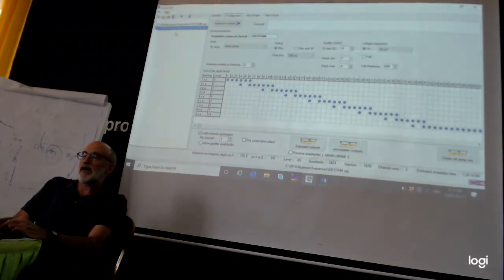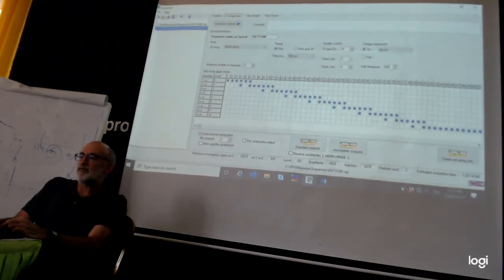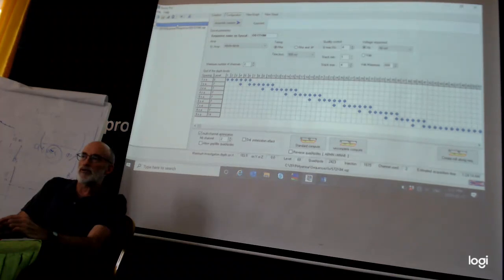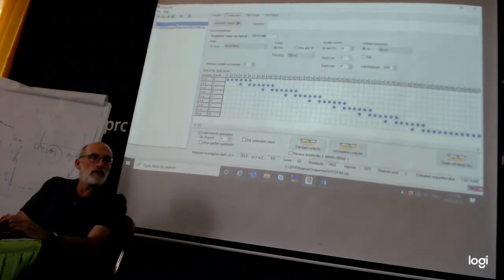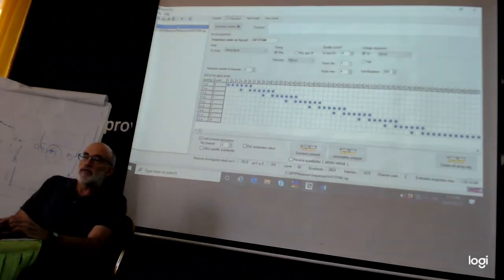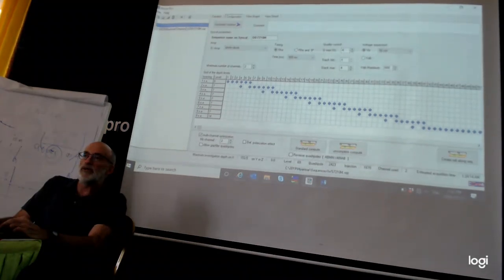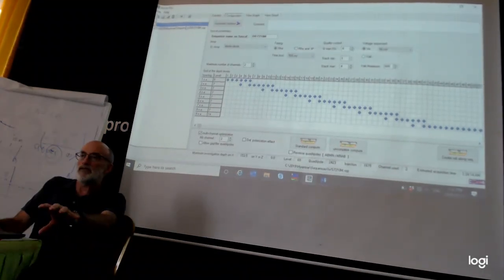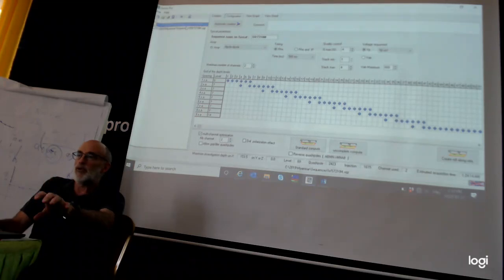72. So let's go back and look at the Wenner-Schlumberger. See that? The Wenner-Schlumberger has now changed to a dipole, because any changes you do are automatically saved into the file that you open.